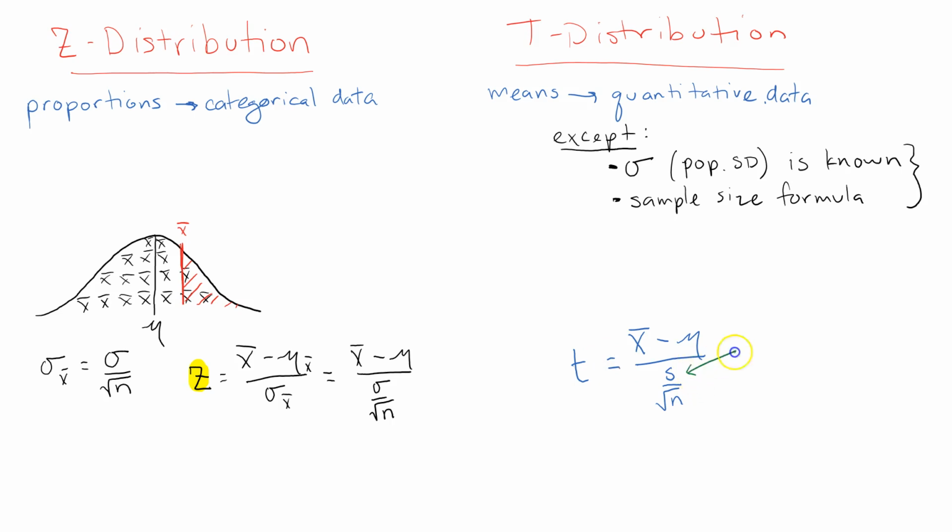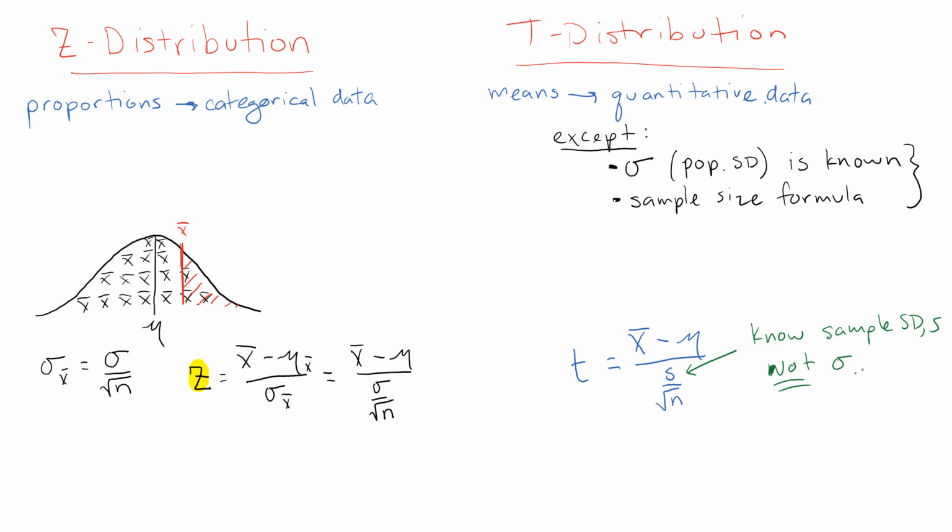So again, when does that t arise? It is because of this. We know the sample standard deviation, s, not sigma, the population standard deviation.